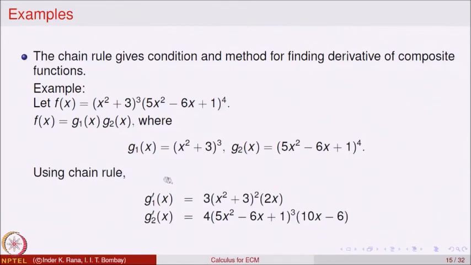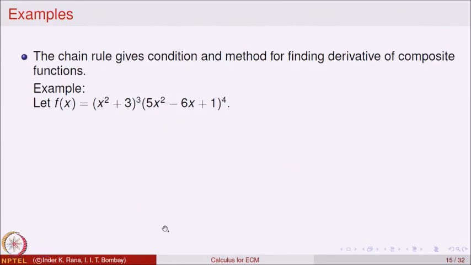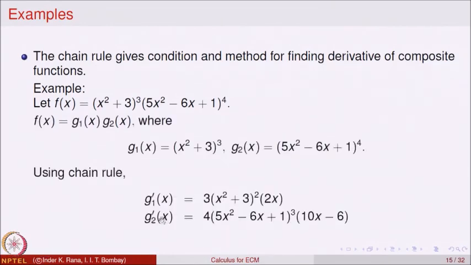So using the chain rule, you can compute the derivative of g1 and g2 separately first. So g1 dash of x is this to the power 3. So that is like, treat this as one variable. So it is 3 times (x square plus 3) raised to power 3 minus 1, that is 2, into derivative of an inner thing which is not x but is a function of x, so it is 2x. So by chain rule, the derivative of g1 is equal to this.